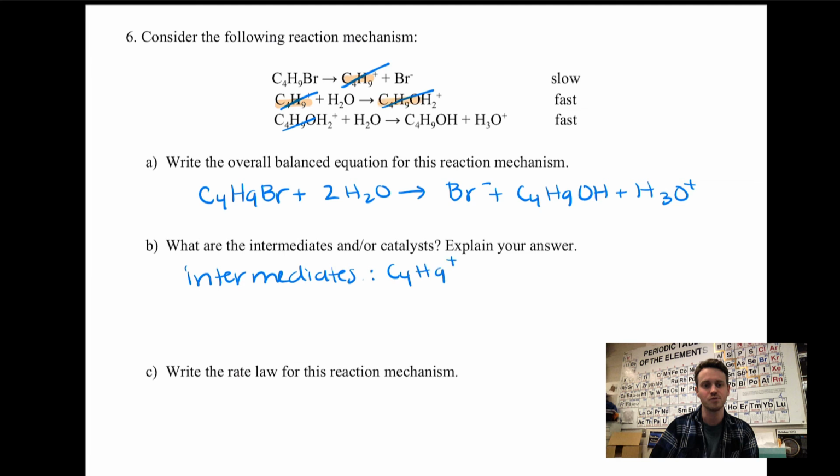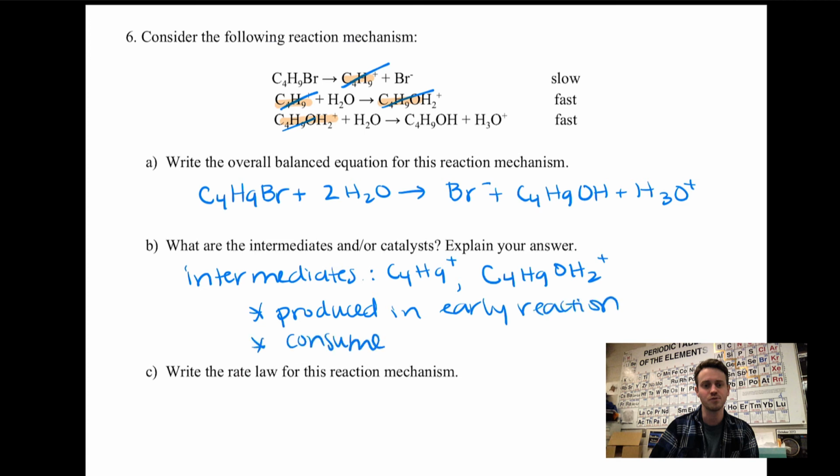Also, this is produced in an earlier step and consumed or used up in a later step, also making that a reaction intermediate. So this would be C4H9OH2 plus. Okay, for your reasoning, you're talking about both of these being produced in an earlier reaction or step in the reaction mechanism, and then consumed or used up in a later step.